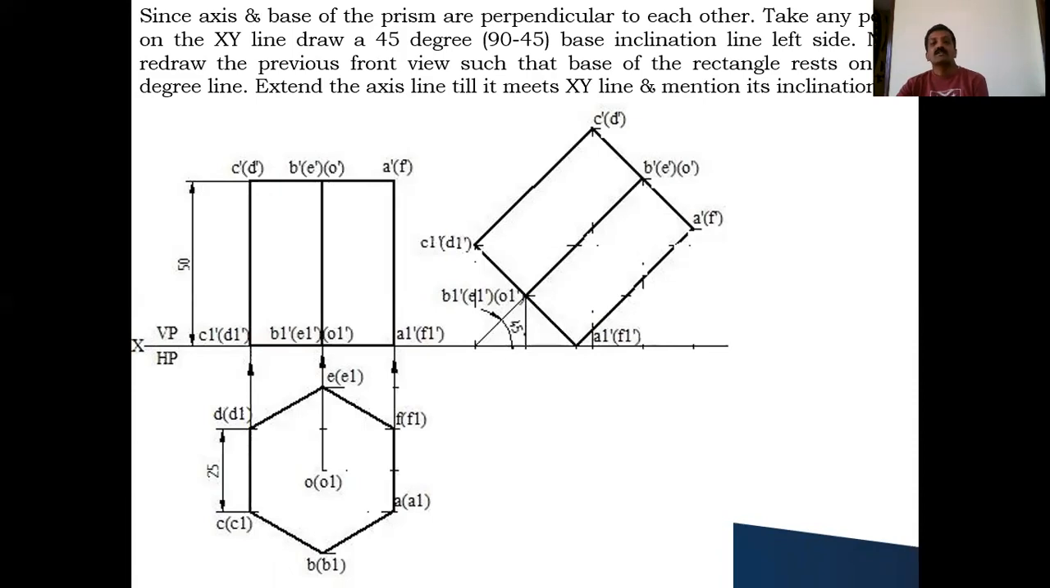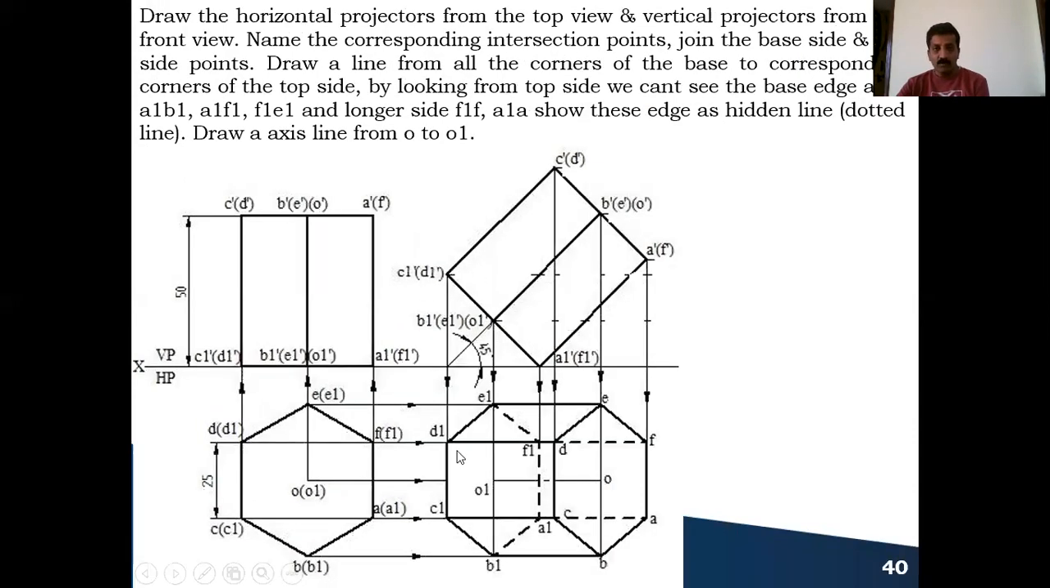Now after this, to draw the top view, as usual, keep on drawing the vertical projectors from all the points like this, and then draw the horizontal projectors from all the points like this, one by one. So now we coincide the points one by one. A1 dash is here, this is A1. B1 dash is here, this is B1. C1 dash is here, this is C1. D1 dash is here, this is D1. E1 dash is here, this is E1. F1 dash is here, this is F1. The base point O1 dash is here, this is O1.